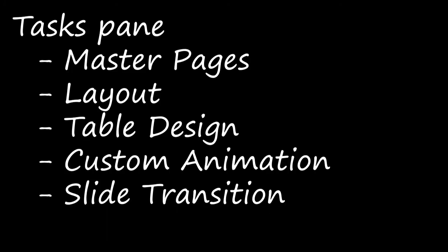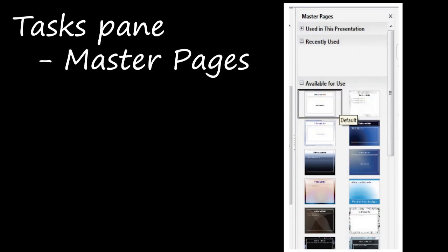Task panel has 5 sections: master page, layout, table design, and we have custom animation, slide transition. Alright, these are all coming under task panel. Okay, master page means you define the page style for your presentation using this master page only. Here in this Impress, it has a pre-packaged master page, or we'll say it as slide page also.